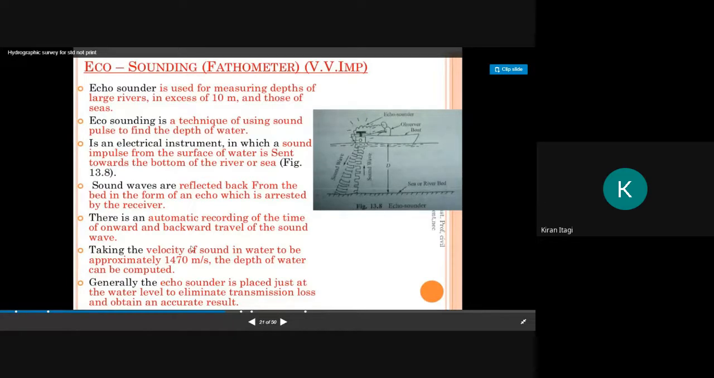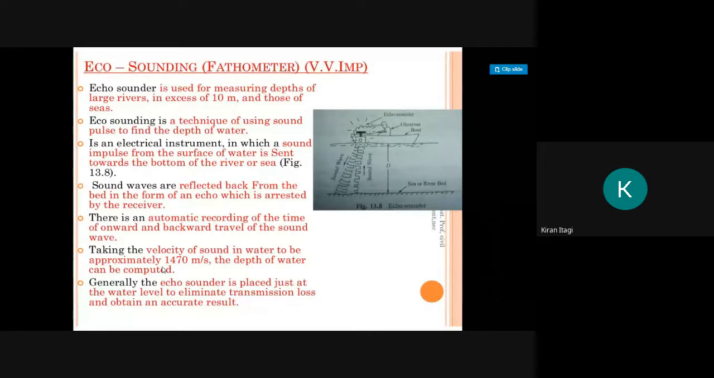Taking the velocity of sound in water to be approximately 1,470 meter per second, the depth of the water can be computed. So you know the speed and you will get the time, which is automatically recorded. So speed multiplied by time, you will get the distance, or depth.